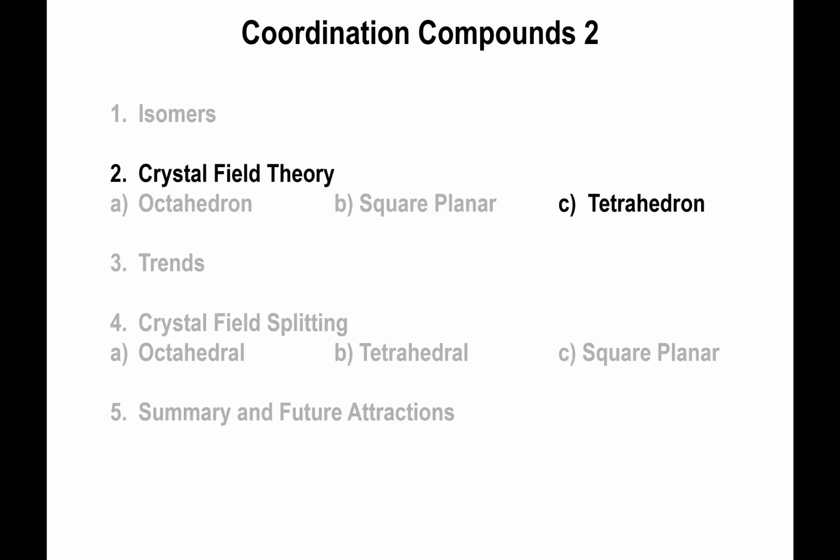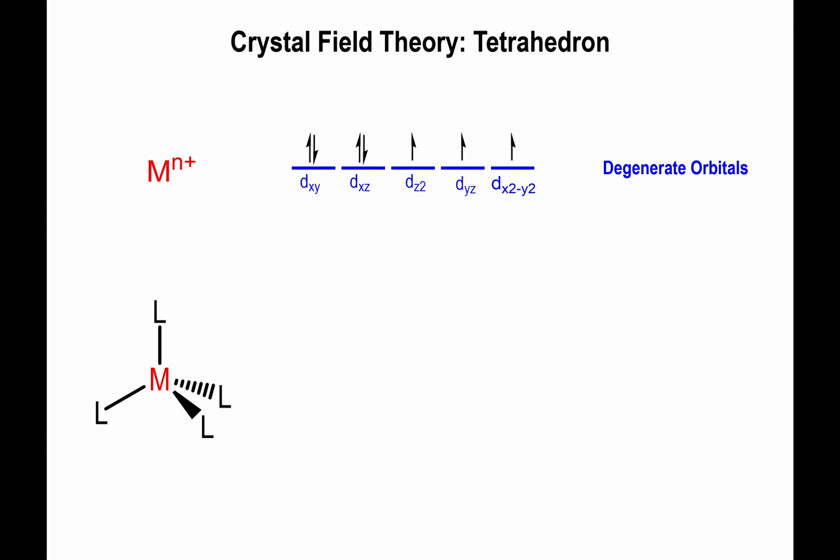Alright, now to finish up this analysis, let's talk about the tetrahedral structure. The tetrahedral structure, as you may recall, looks as follows. Remember that the dash bonds represent bonds pointing away into the screen of your computer, whereas the ball bonds represent ligands that are pointing towards you, coming out of the screen.